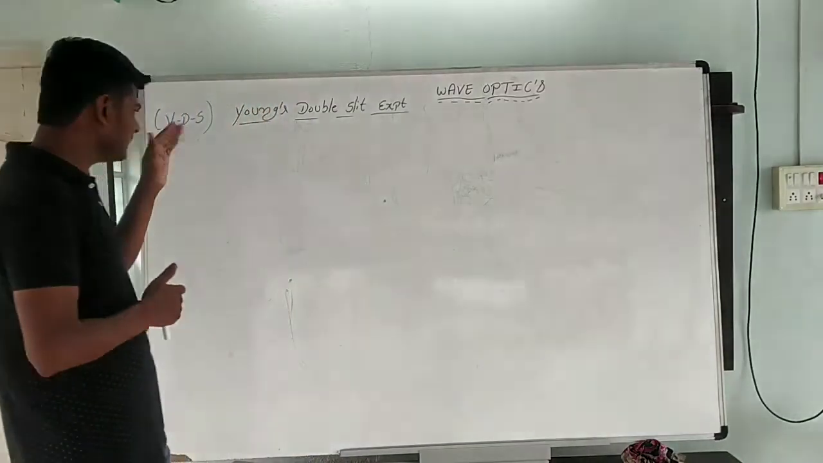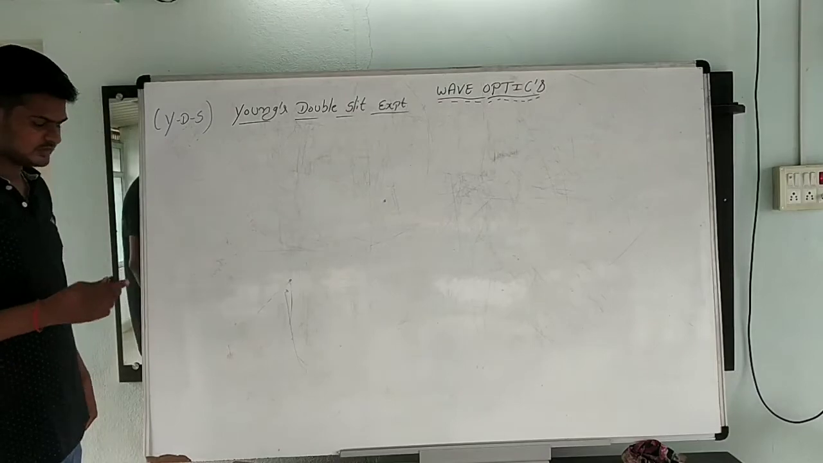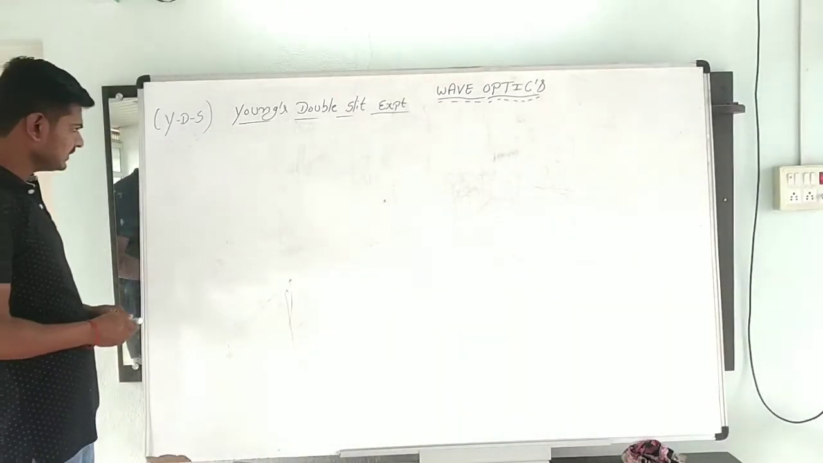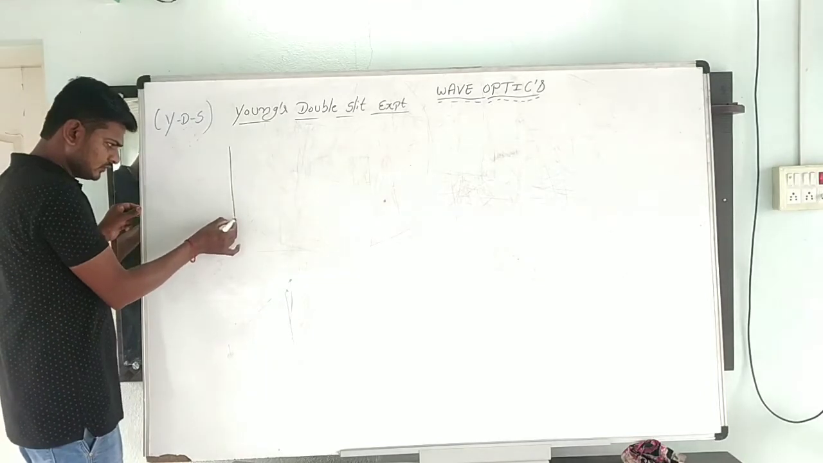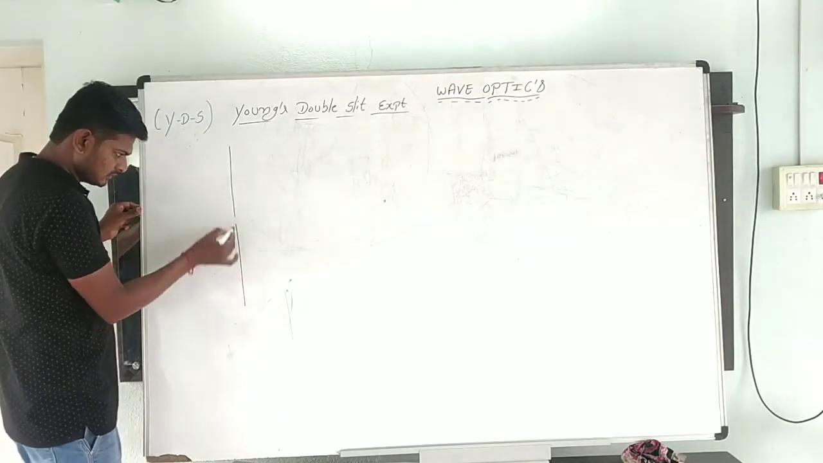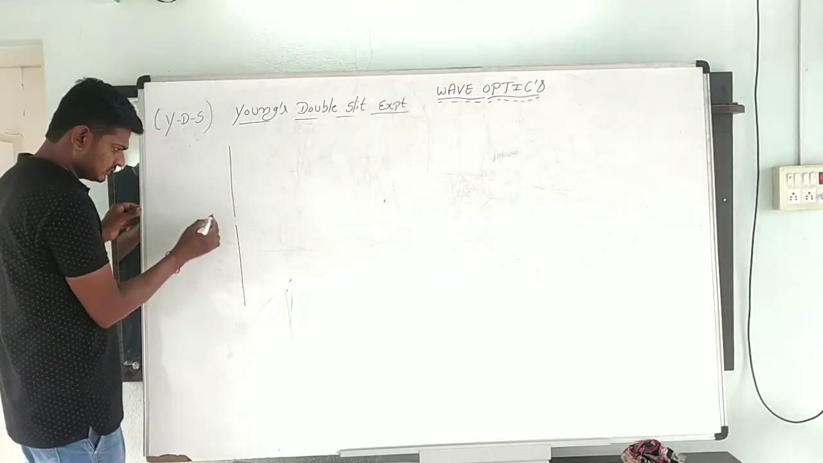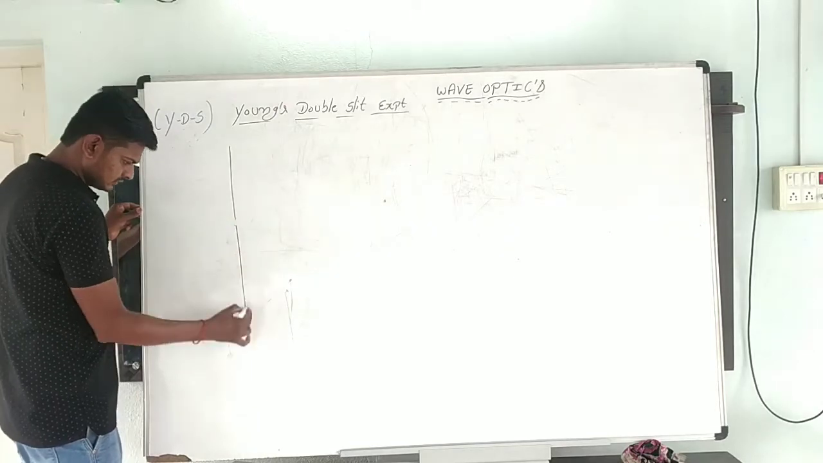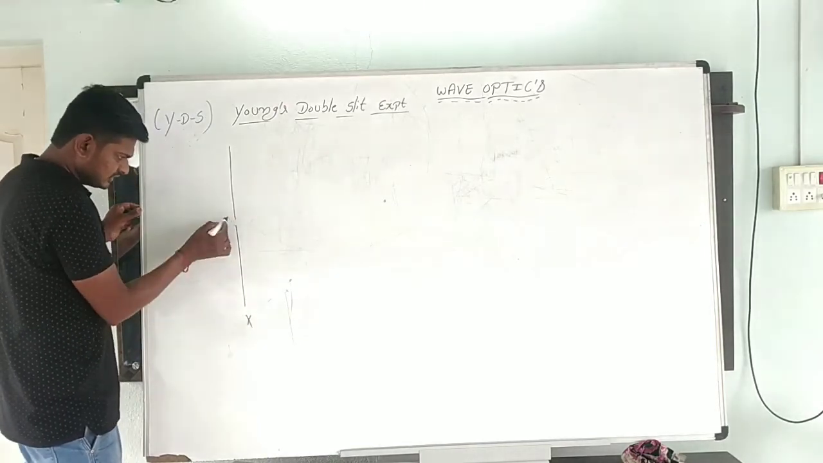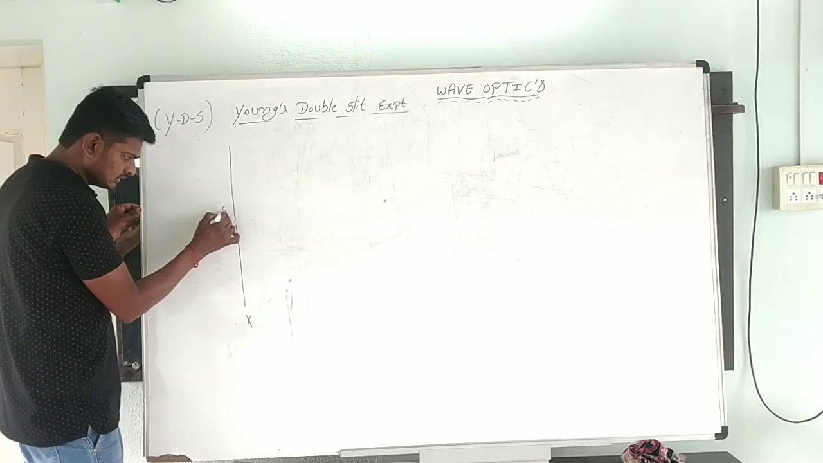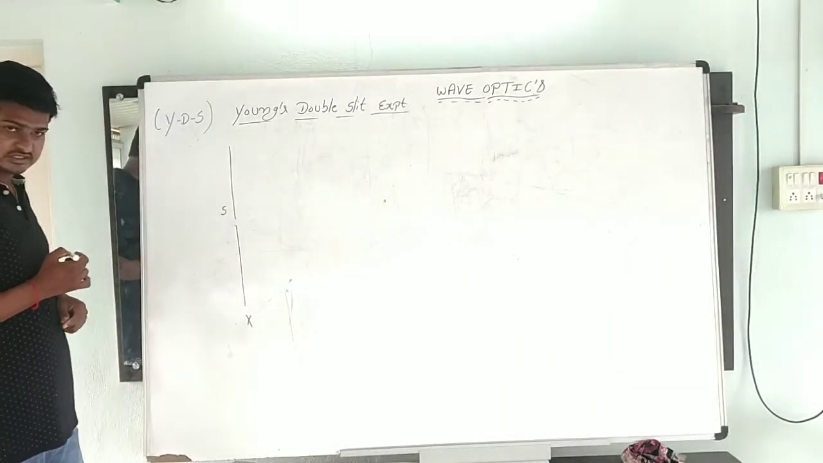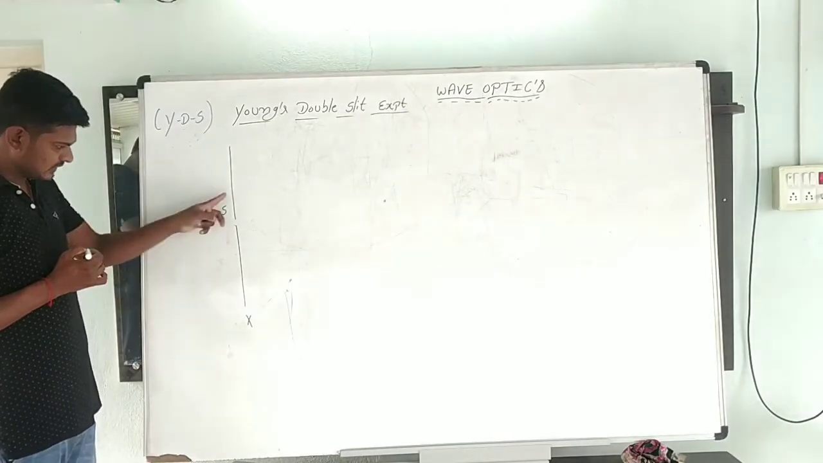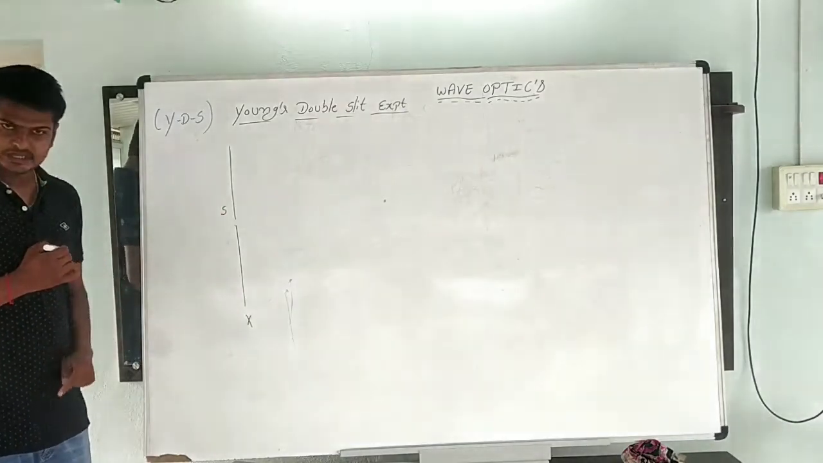The experimental arrangement is given here. It will be simple. He is going to take a screen, and in it he is going to make a narrow single slit. This source, having the single slit, will be S.